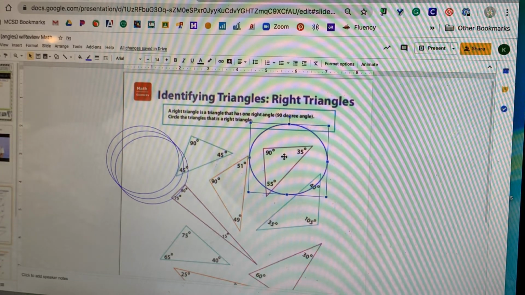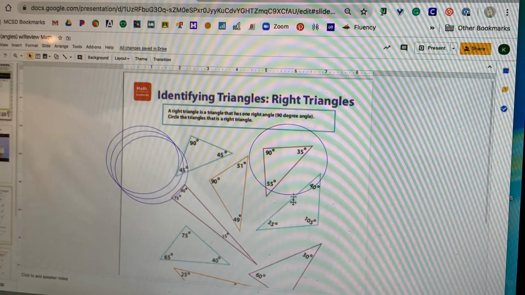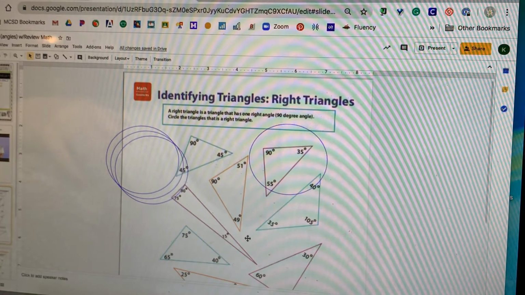So I'm going to go ahead and put a circle around this triangle. I know it's not perfect, and that's okay. Your teachers know what you're doing. We know that you're trying your best. So you're going to pause your video and do the rest of this.